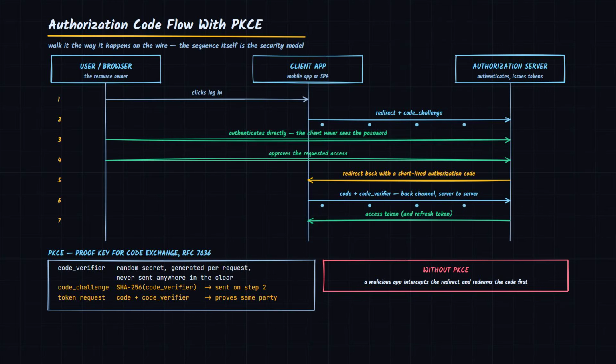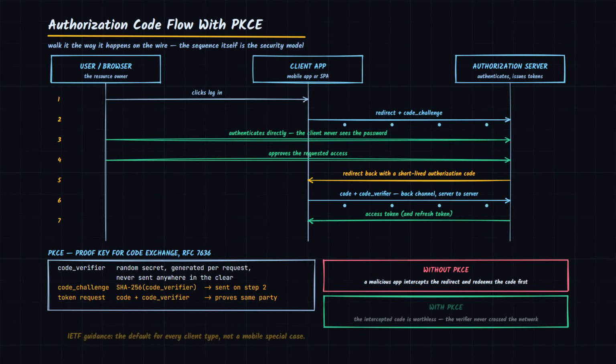This is why current IETF guidance on OAuth security best practices treats authorization code flow with PKCE as the default for every client type, not a special case reserved for mobile apps. There's no longer a good reason to run it without PKCE, even for a traditional confidential server-side client. So treat this as the baseline, not an exception.